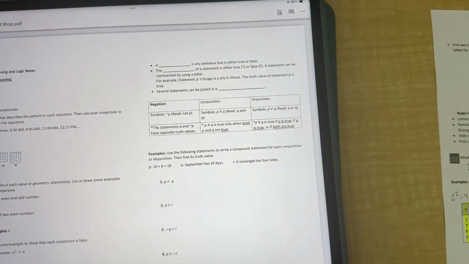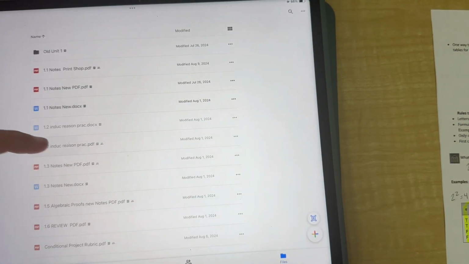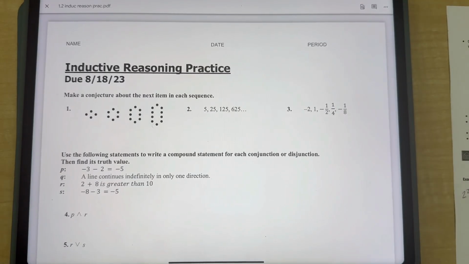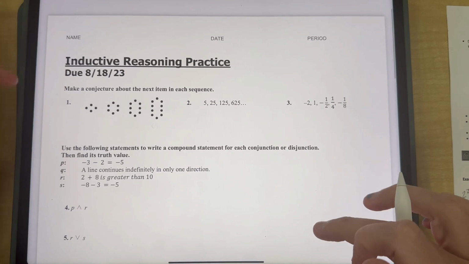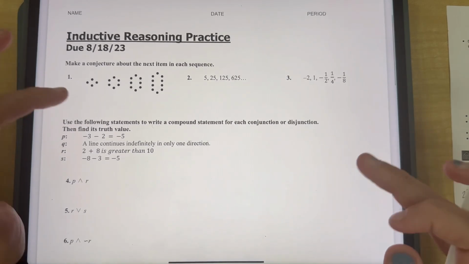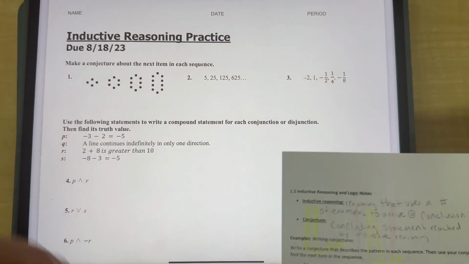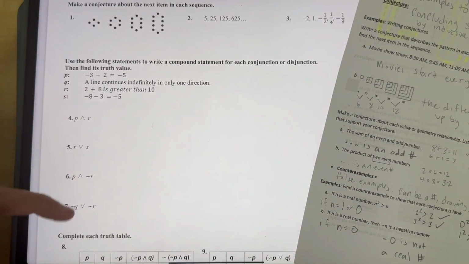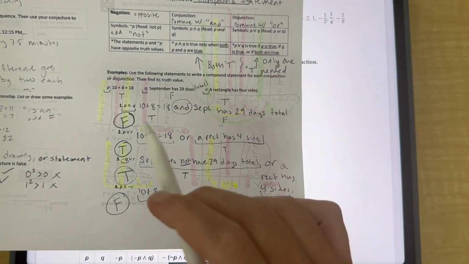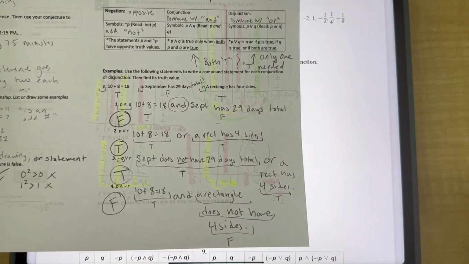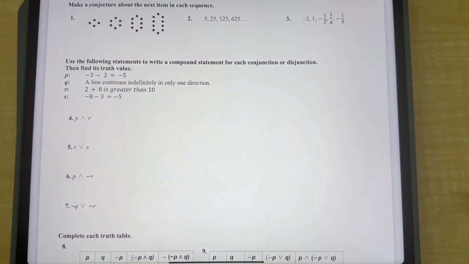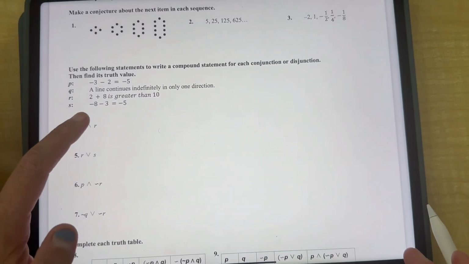The last thing you should see is this: you're going to receive an assignment called the 1.2 inductive reasoning practice. This one you're just making a conjecture, just like we did in the notes in the beginning. You're going to say what's the conjecture. This section right here is how we did this section. You need to say if it's true or false and write it out. If you just do this part right here, you're not getting the points. Got it? Well, how do I write nots and stuff like that?